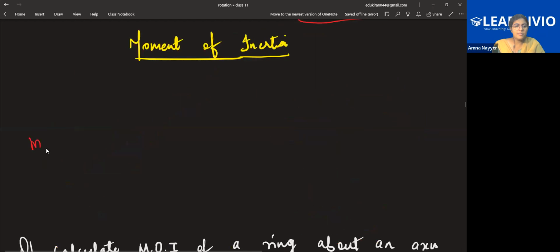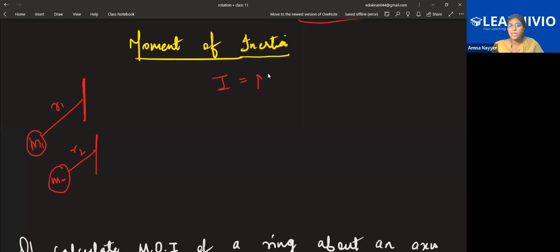See, you take the mass, suppose this is mass m1 and this is the main axis and it is at a separation r1. Or you take another mass, m2, it is at a separation r2 from an axis. Axis has to be there in rotation. So moment of inertia is represented by I. Okay, it is mass into radius square. It's a very important formula, class, and very easy too. Mr square, you can remember this.